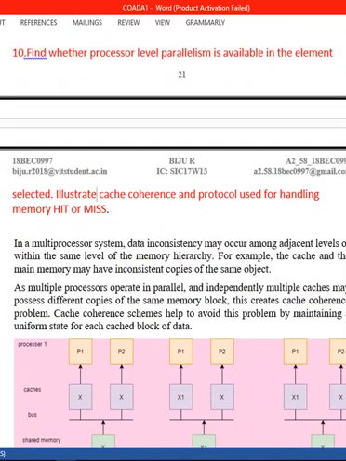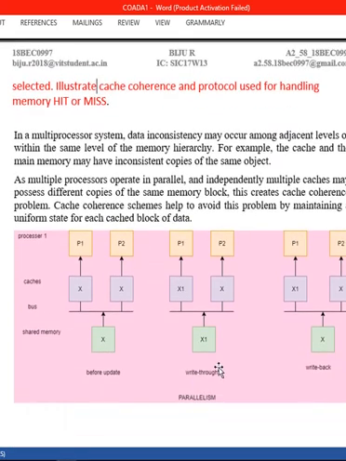After that, parallelism. As multiple processors operate in parallel and independently, multiple caches may process different copies of the same memory block. This creates a cache coherence problem. In a multiprocessor system, data inconsistency may occur among adjacent levels or within the same level of the memory hierarchy. For example, the cache and the main memory may have inconsistent copies of the same object. In the shared memory connected to the bus, there are two caches and two processors.